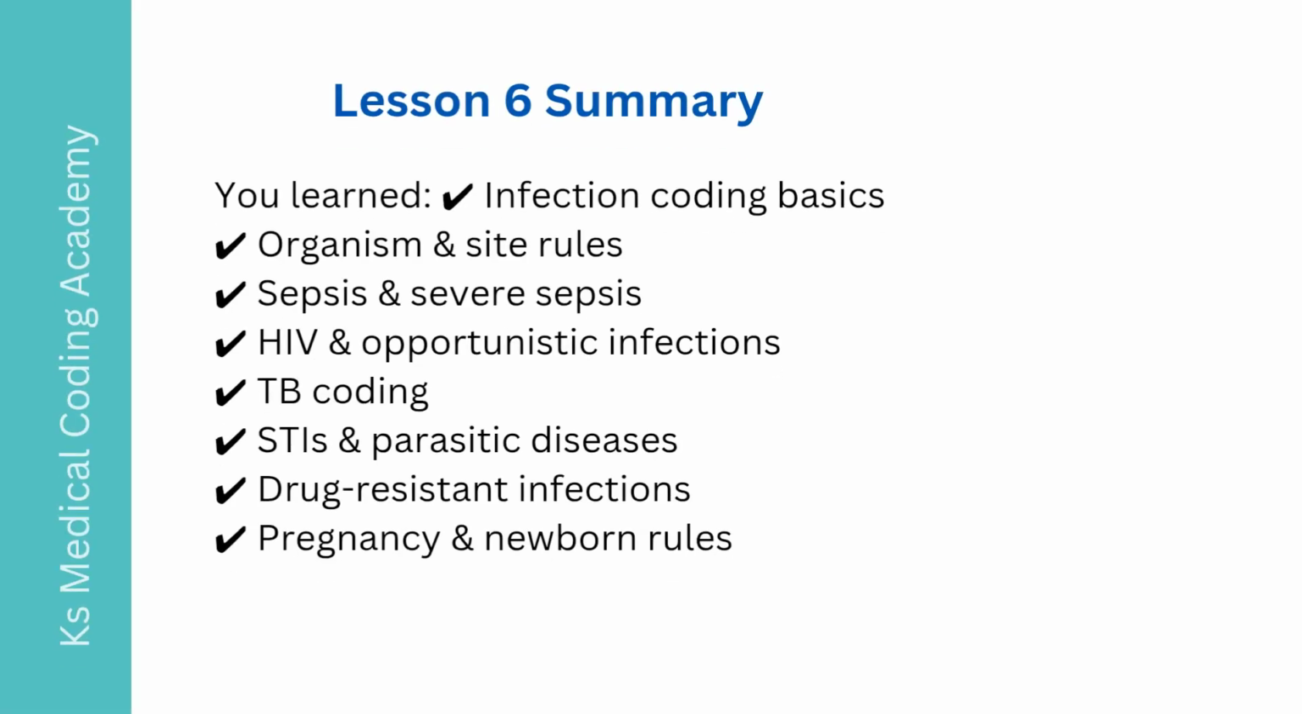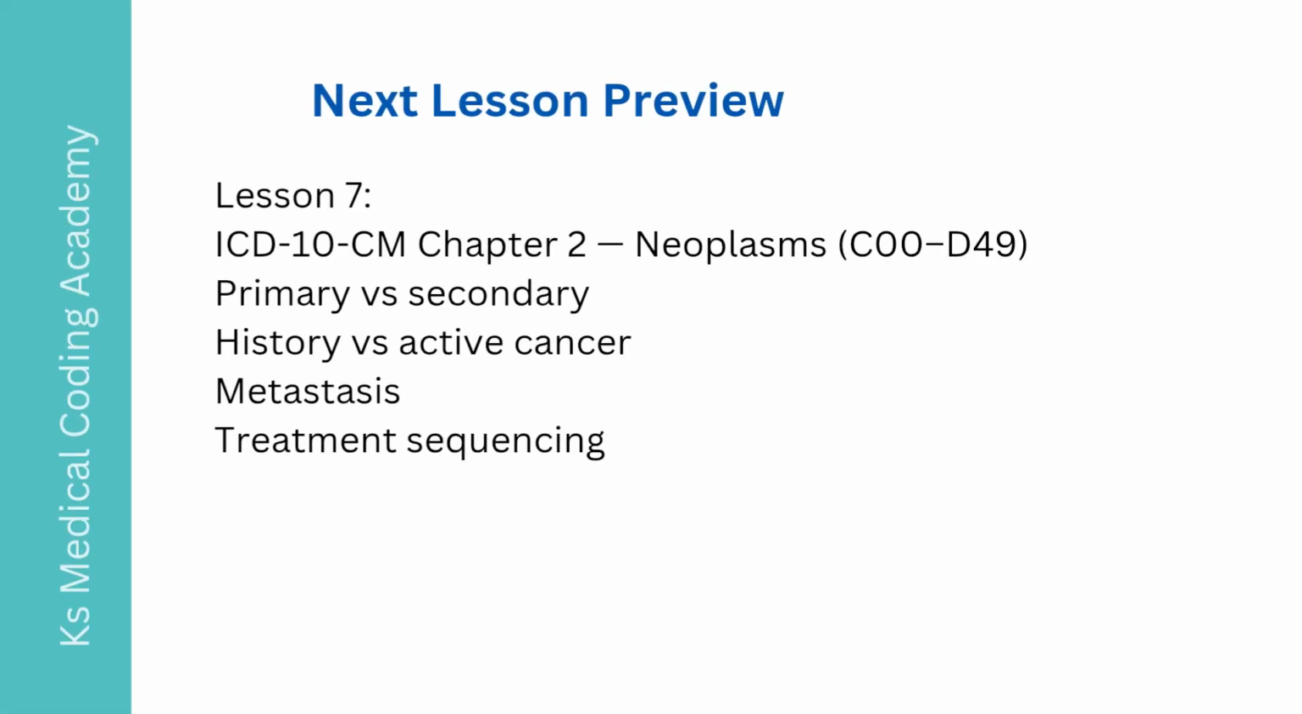Lesson 6 Summary. In Lesson 6, you learned infection coding fundamentals, organism and site rules, sepsis and severe sepsis coding, HIV and opportunistic infections, tuberculosis coding, sexually transmitted and parasitic diseases, drug-resistant infections, and special rules for pregnancy and newborns. Next lesson preview. In the next lesson, we will study Chapter 2, Neoplasms. You will learn about primary versus secondary cancers, history of cancer versus active cancer, metastasis, and treatment sequencing.